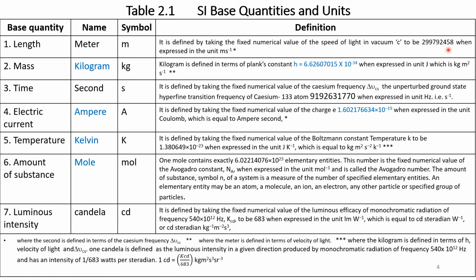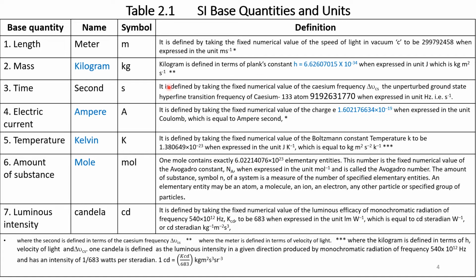299792458 meters per second. The second base quantity, mass in kilogram, is defined by taking fixed numerical value of Planck's constant h to be 6.62607015 into 10 to the power of minus 34. So Planck's constant does not have any dimensions. It is a constant, and when we express this in joules, it is kg meter square per second. So kg is defined here.